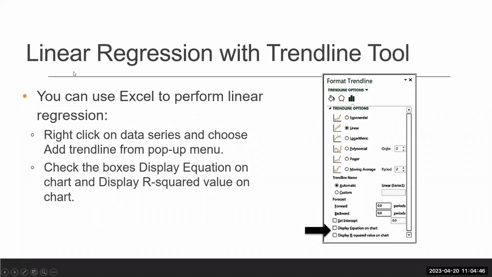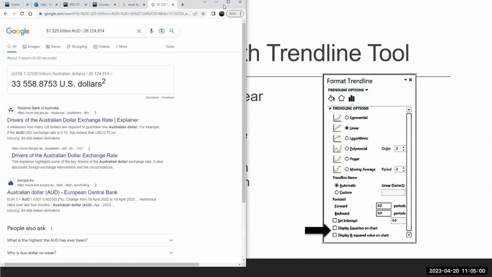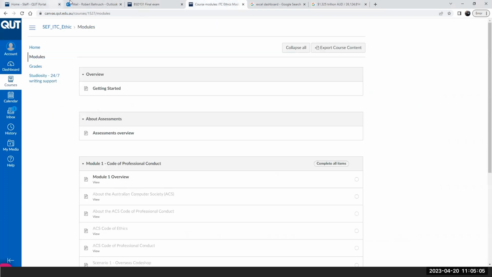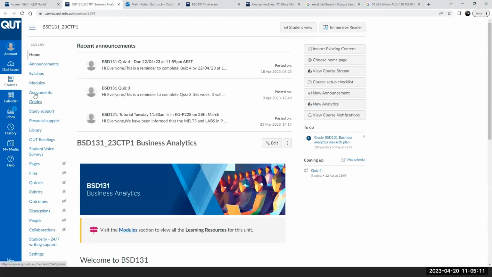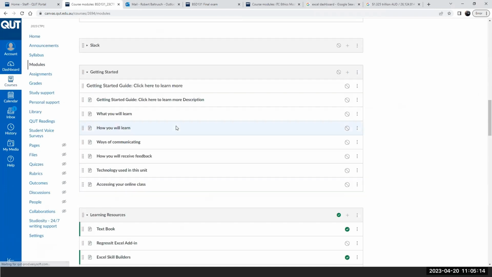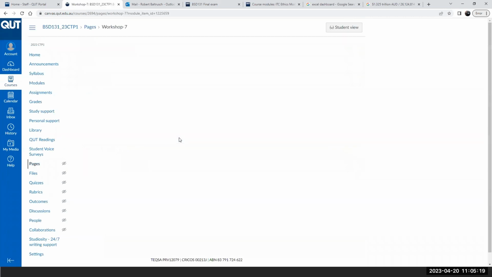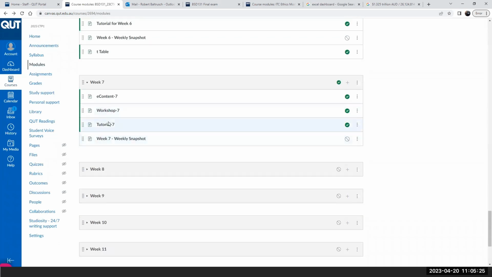Okay, so how do you do this in Excel? Good question. So I've got a data set. I think I put a data set here somewhere. Oh, no, I didn't. Let's use the one for the tutorial.